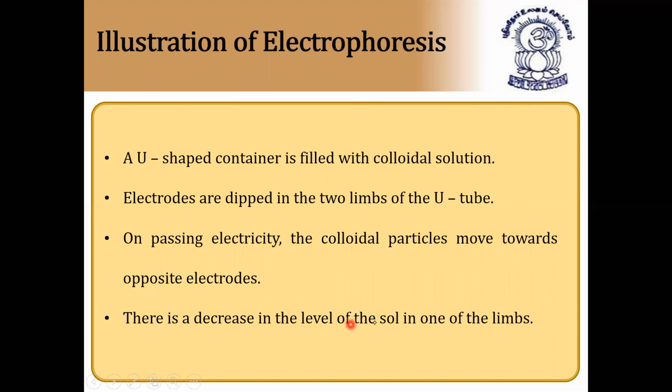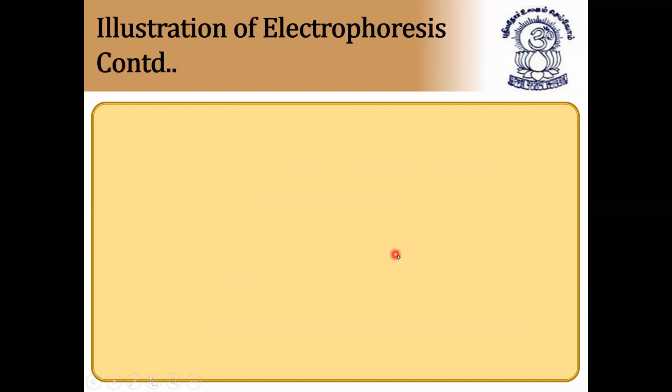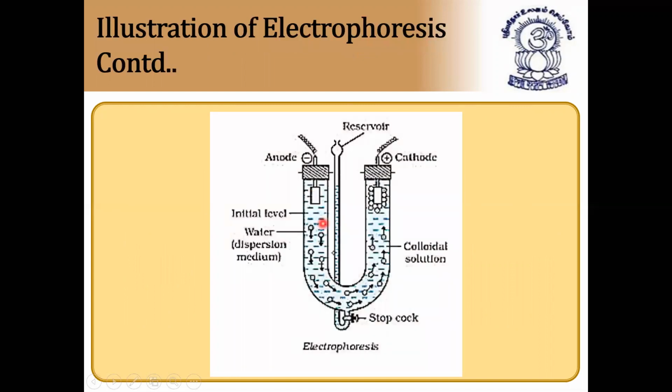So there is a decrease in the level of the salt in one of the limbs, which is nothing but electrophoresis. You can see the diagram here. The anode is connected to the positive terminal of the battery and the cathode to the negative terminal. If the colloidal solution is positively charged, the colloidal particles will move towards the cathode. If the colloidal solution is negatively charged, the colloidal particles will move towards the anode.